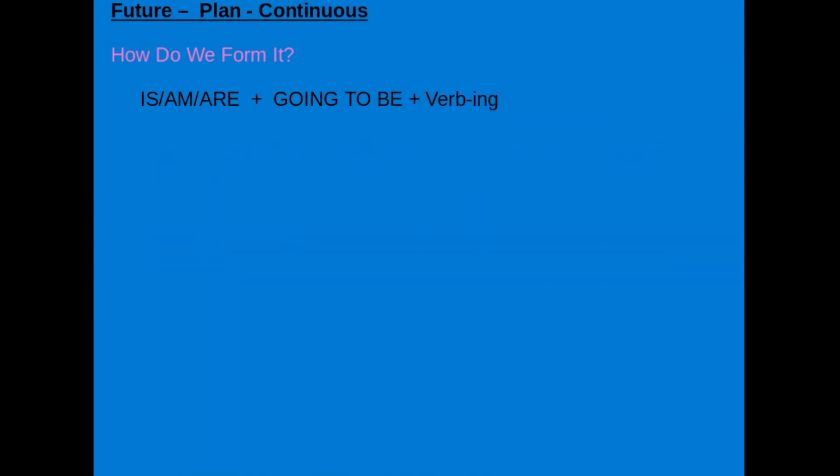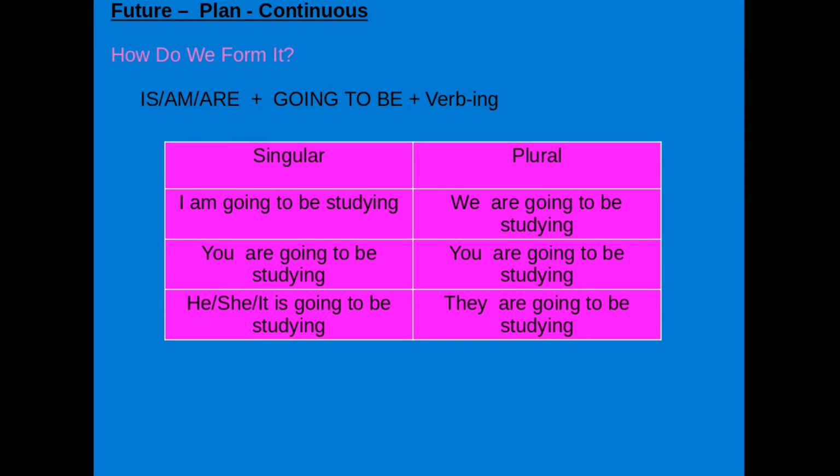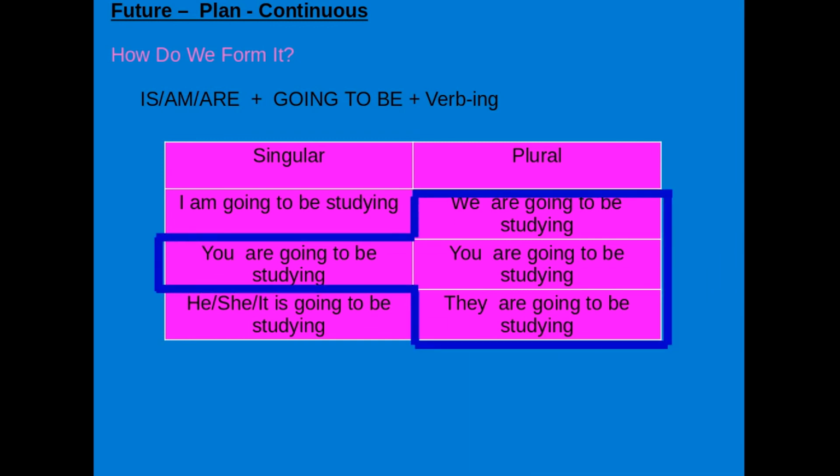It can also be shown in the continuous. This would be is, am, and are plus going to be plus verb ing. Like this. I'm going to be studying. We are going to be studying. You are going to be studying. They are going to be studying. And he, she, and it is going to be studying. Following the pattern again, 4 the same and 2 that are different.